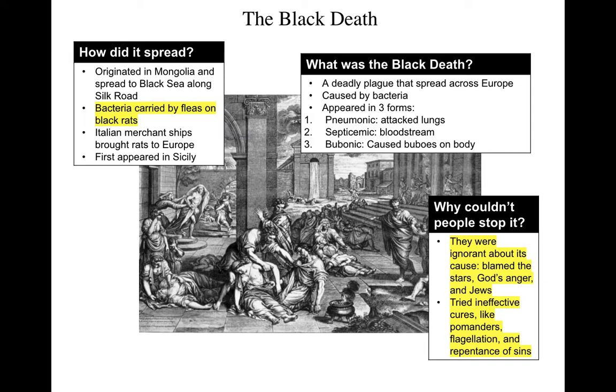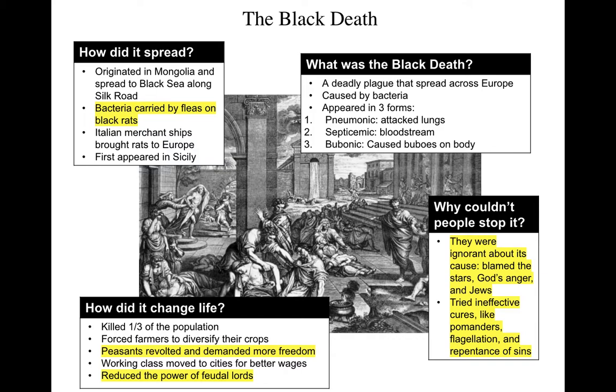Flagellation is where they would whip themselves. There was a group that would travel all around Europe, and they would whip themselves and punish themselves because they wanted to make God happy. And then repentance of sins obviously did not work as well. They would confess their sins and hope that would make them better.